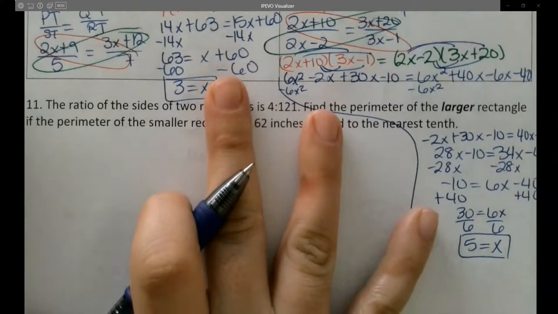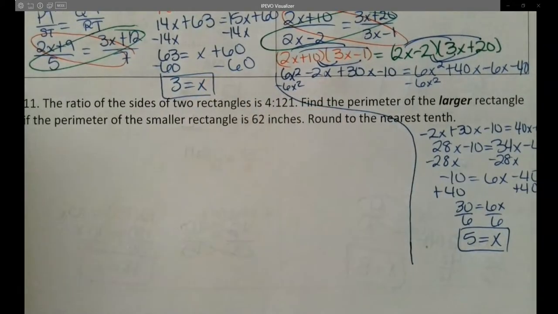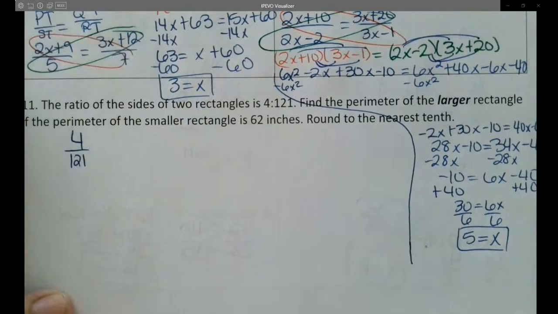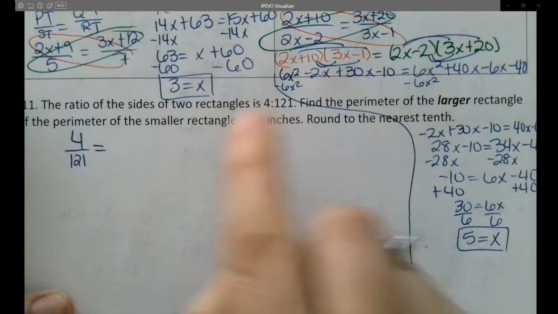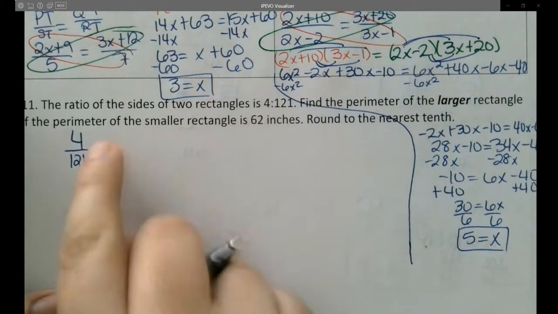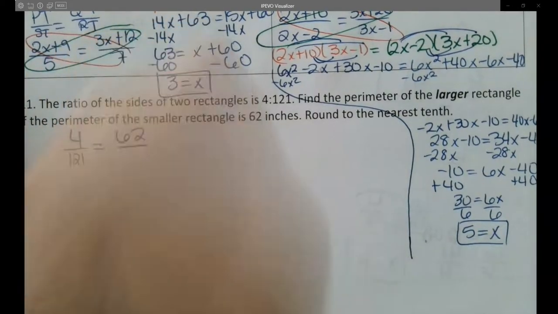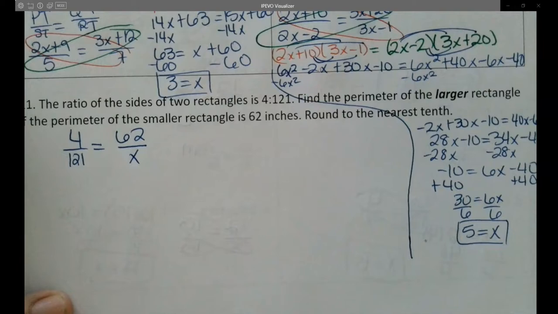So if I take a look at number 11, this one is telling me the ratio of two rectangles is 4 to 121. I need to find the perimeter of the larger rectangle. And I know that the perimeter of the smaller rectangle is 62. If I'm dealing with perimeter, my scale factor is exactly what it tells me. So I have 4 over 121. I know my smaller rectangle is 62. So because 4 is smaller than 121, 62 is going on the top. X is what I'm solving for.